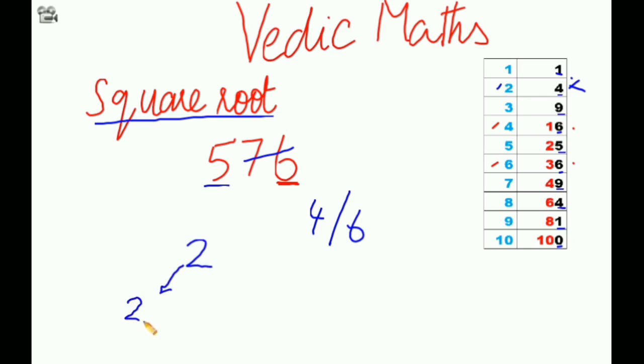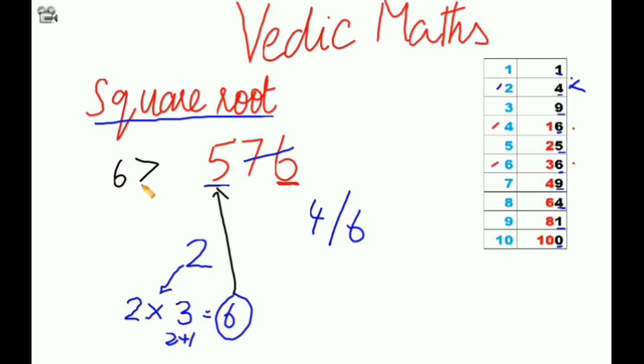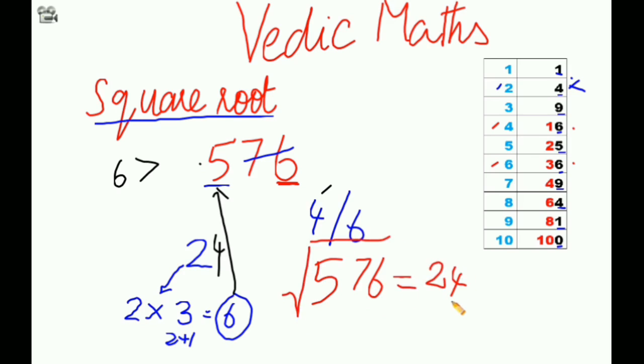Second digit number is 2 into 3, that means 2 plus 1, that number with the successive number is 6. Compare 6 with this 5. 5 is lesser than 6. So you have to choose 4 for its square root. So 576 square root is equal to 24.